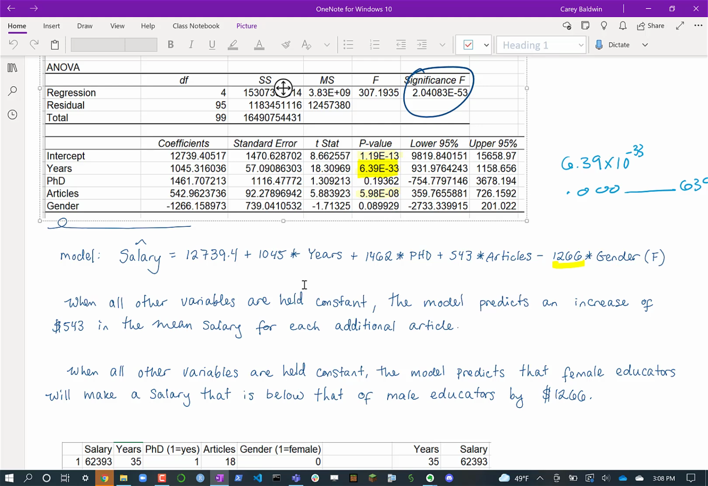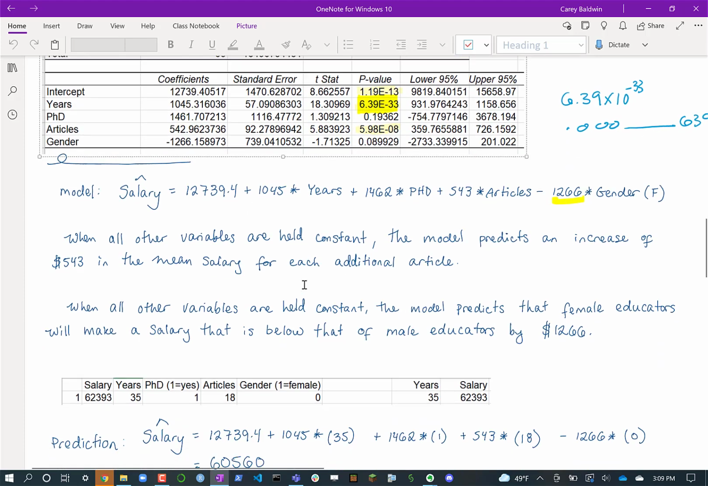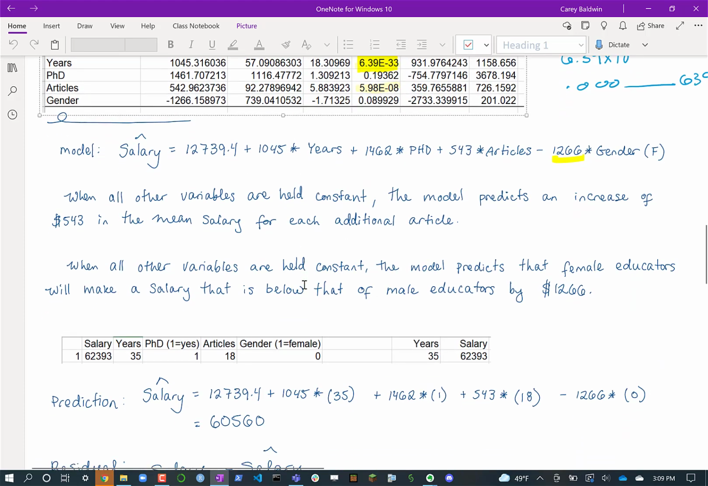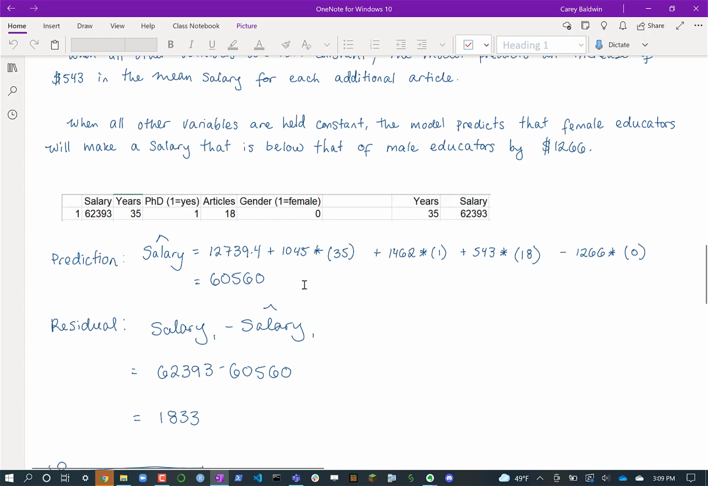Let's interpret the coefficient for gender. When all other variables are held constant, the model predicts that female educators will make a salary that is below that of male educators by 1,266. So those are two examples of interpretations of coefficients in a multiple regression model. Let's take a look at how this model could be used for prediction.